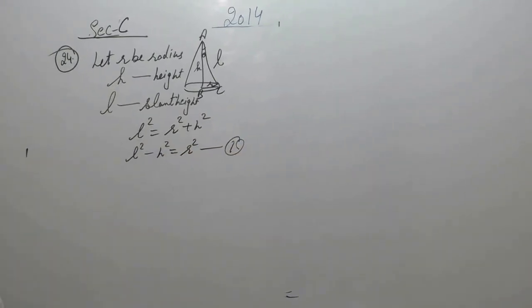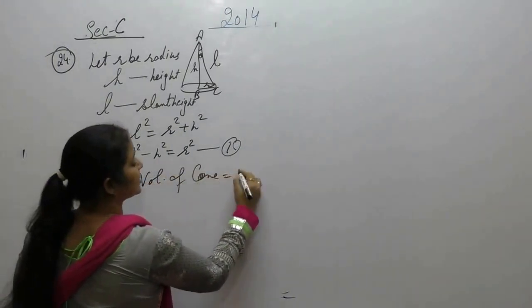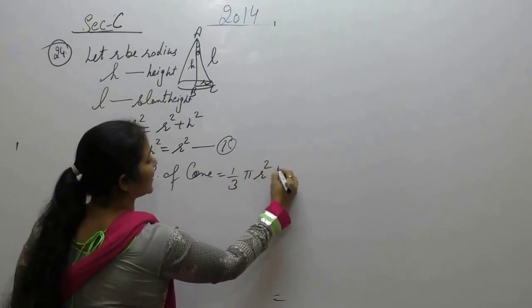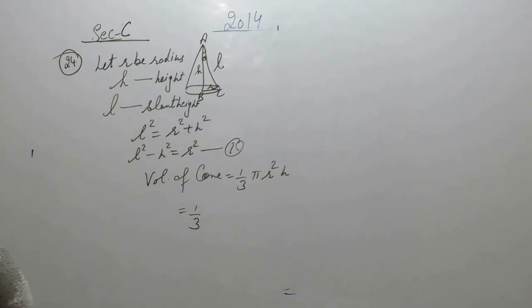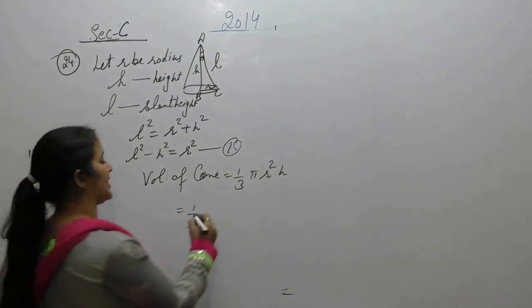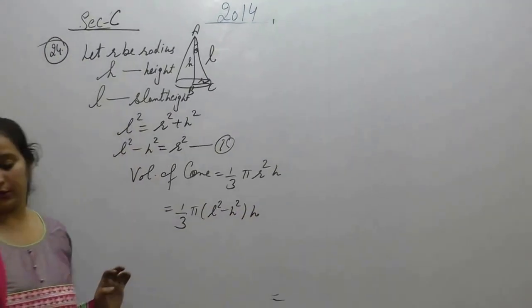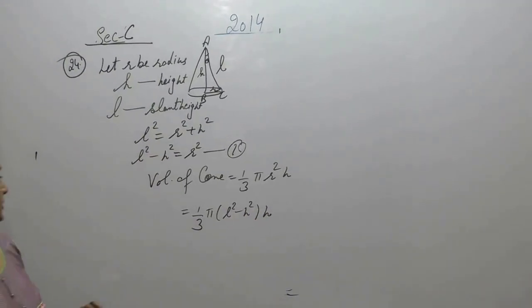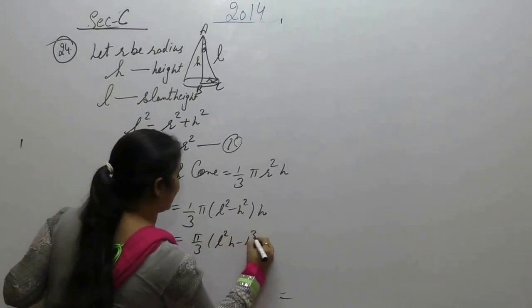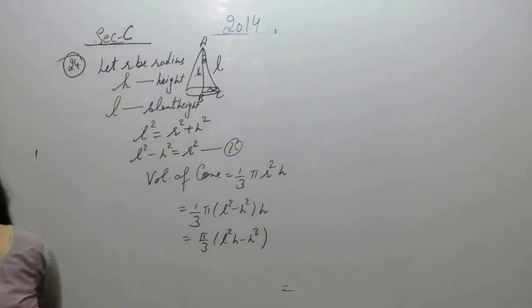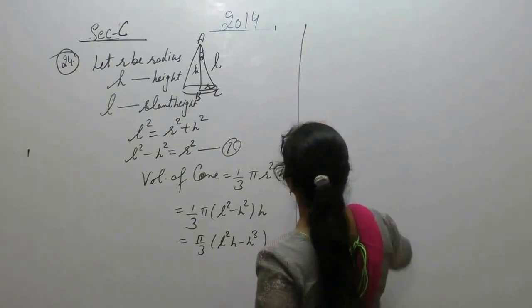Let this be equation 1. Now we know the volume of a cone is equal to 1 by 3 pi r square h. This is the formula for the volume of a cone. Instead of r square, put l square minus h square, into h. So pi by 3 into l square h minus h cube. Differentiate it with respect to h.